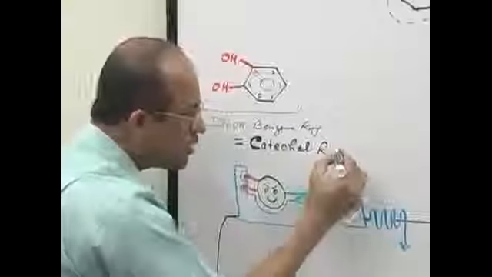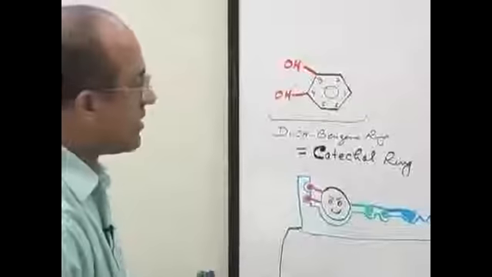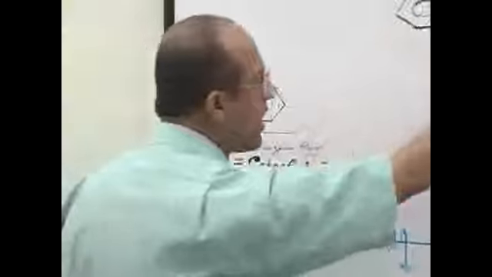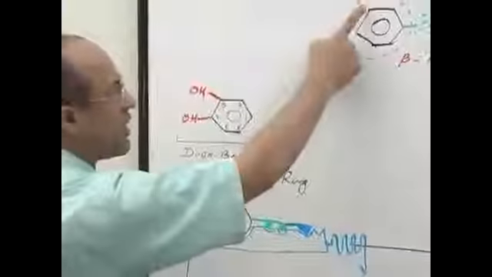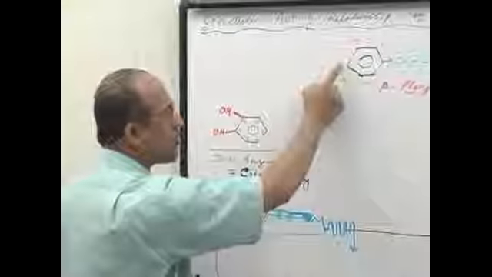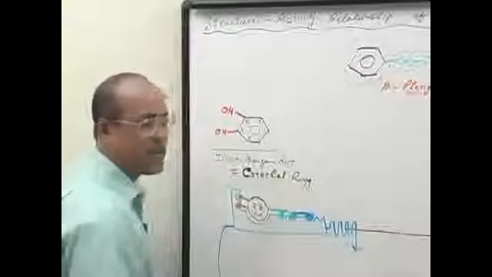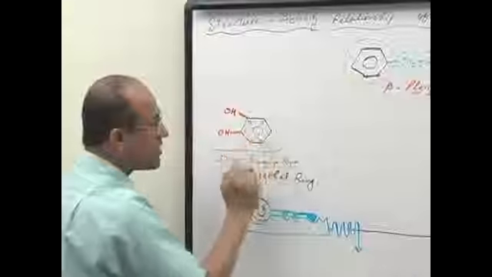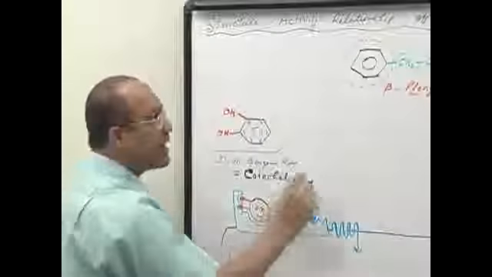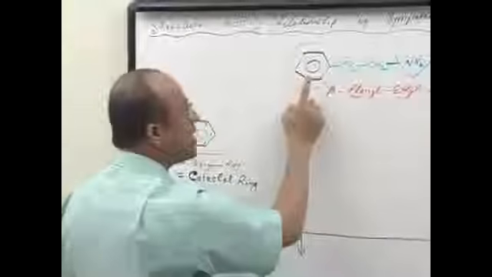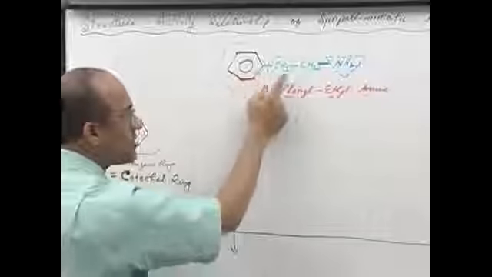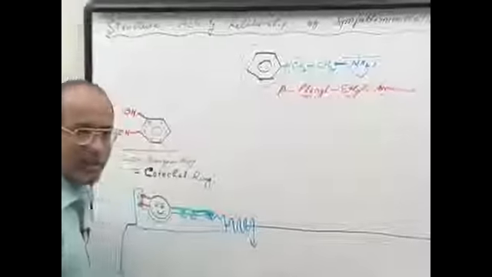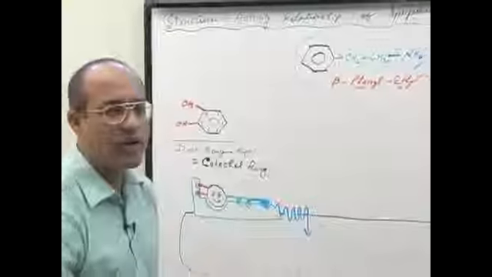So it means that if you take this primary compound and add hydroxyl groups at carbon number 3 and carbon number 4 of the benzene ring, then you have converted the benzene ring into a catechol ring, and then this compound will be called catechol ethyl amine, or simply we call it catecholamines.